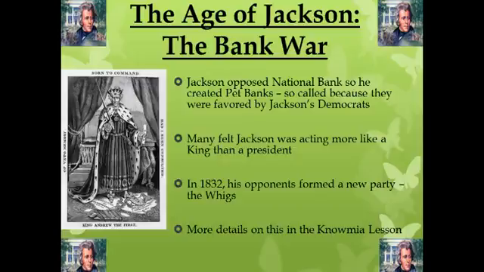Many people felt he was acting more like a king than a president, as depicted in the political cartoon on the left. And in 1832, his opponents formed a new party called the Whigs. Now we have a surge of third parties getting involved here, and that's the Whigs. The Whigs are going to be very important for the next several elections. I'll have more details about this in the Nomia lesson.